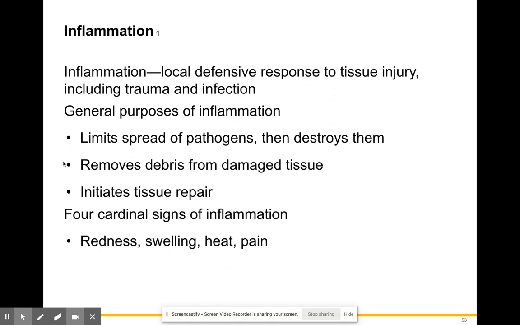It's going to remove debris and damaged tissue, okay? Inflammation is going to help remove debris from damaged tissues. It's going to help initiate tissue repair, by calling for other cells. And the cardinal signs of inflammation are going to be redness, obviously, swelling, heat, and pain. Okay, those are all things that we feel when something's inflamed or swollen.